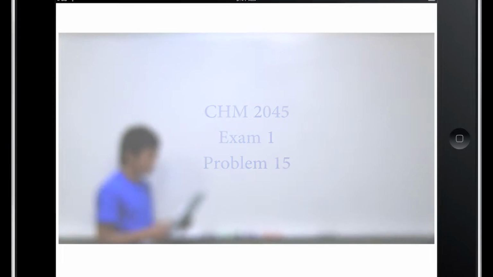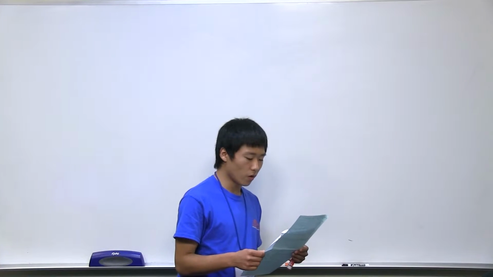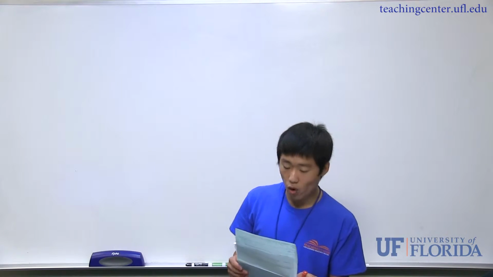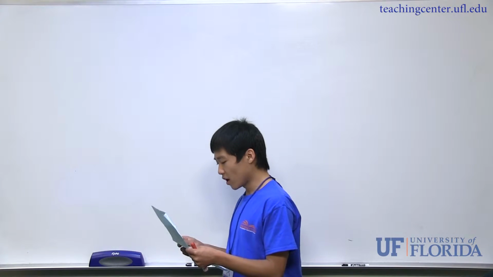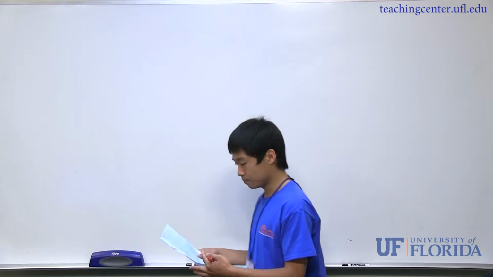The question states, use oxidation numbers to decide whether each of the following is a redox reaction or not. And they give us a list of reactions. Now, the thing is, one could be a redox, two could be a redox, all three of them could be a redox, or none could be a redox. So let's find out which ones are a redox and which ones are not.